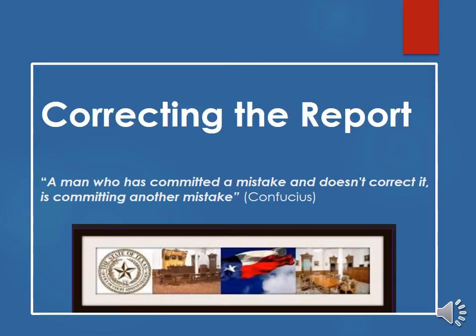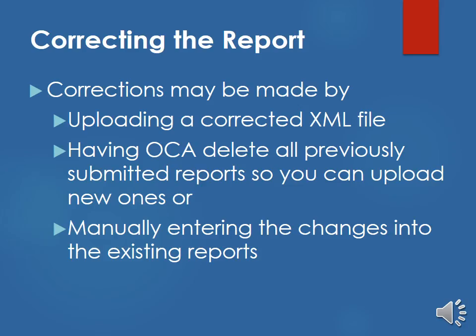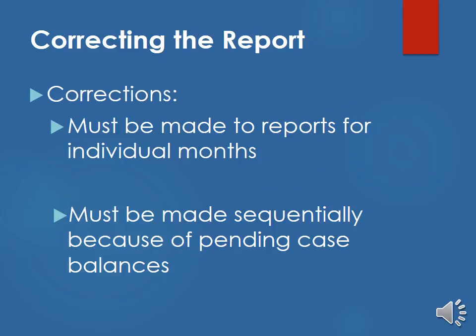So now that we've gone over reviewing the reports, let's go over how to make the necessary corrections. Regardless of how the report was originally submitted, corrections may be made either by uploading a corrected XML file, contacting us to delete your previously submitted reports so that you can upload new XML files, or by manually entering corrections into the existing reports. Make sure that you are making the corrections to each individual month needed and sequentially to the oldest month first and work forward.